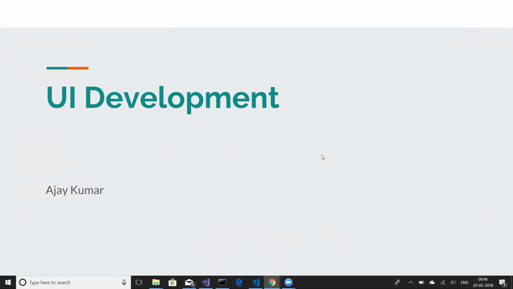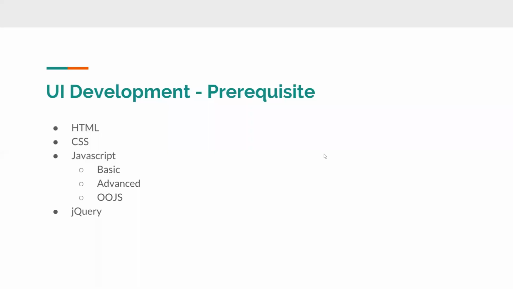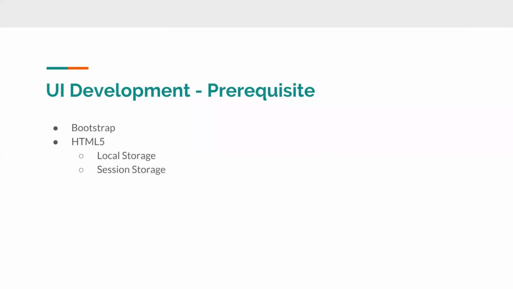So today, I'm going to explain what course content we are going to cover as part of the UI development. For UI development, there are some prerequisites. They are HTML, CSS, and JavaScript: basic, advanced, object-oriented JavaScript, and jQuery. Apart from that, we need Bootstrap, HTML5, local storage, session storage, and some other features.